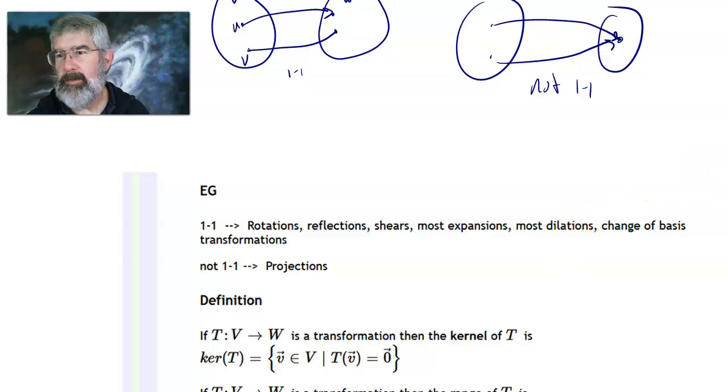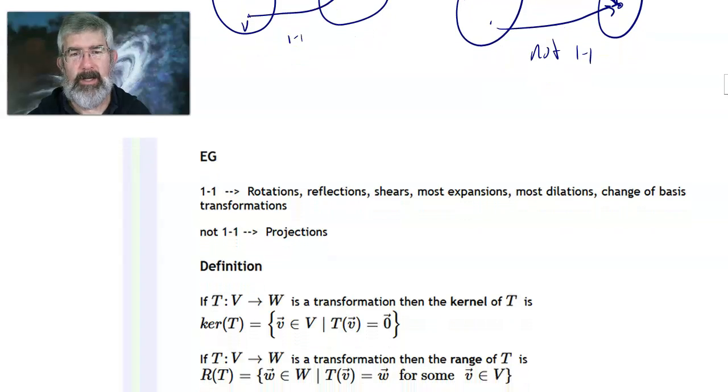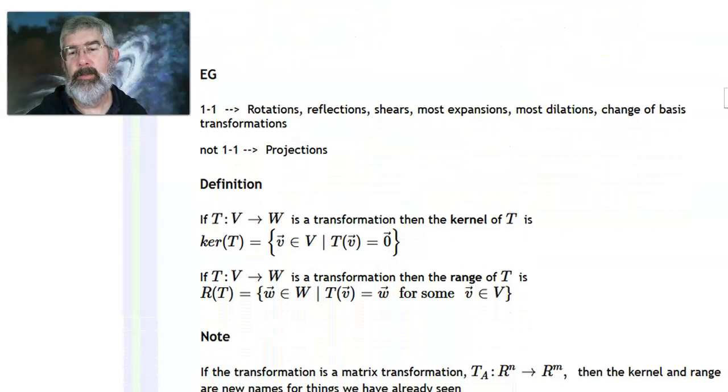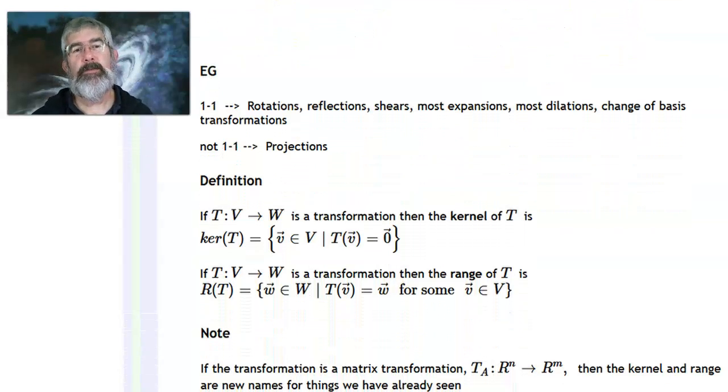So there's a couple other definitions here that go along with this. Just again, the book gives these definitions in terms of matrix transformations, but really this is any transformation from a vector space to another vector space. Doesn't necessarily have to be a matrix one.